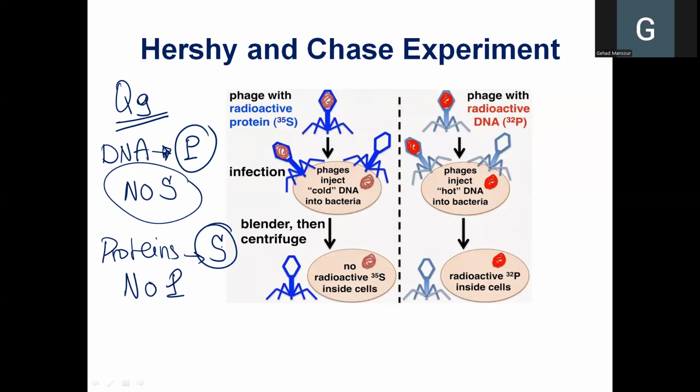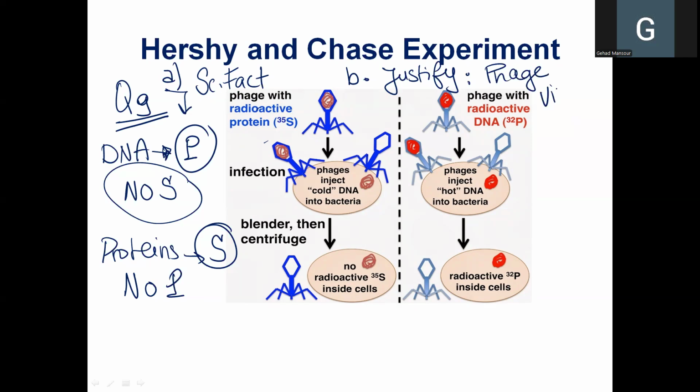So what is the scientific fact upon which Hershey and Chase based their experiment? The scientific fact was this. So this is the first part of the question. The second part of the question is to justify why they used the phage, the bacteriophage virus, in their experiment.